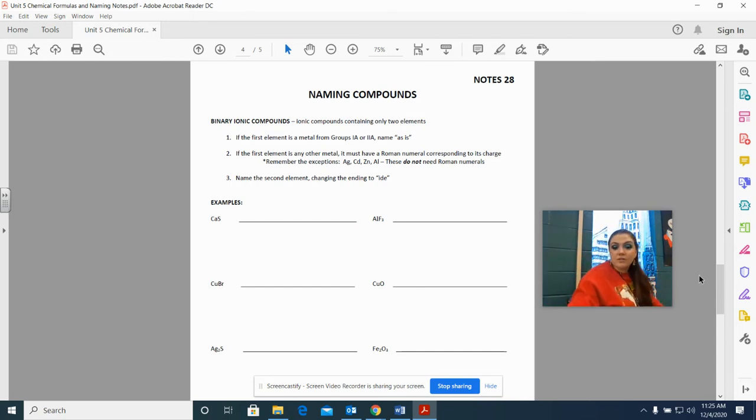Okay, so let's do naming compounds. Again, I want to reiterate that the hardest part about naming compounds or writing chemical formulas for compounds, which is what this entire unit is all about, is you have to be able to know the difference of when you're doing an ionic compound.